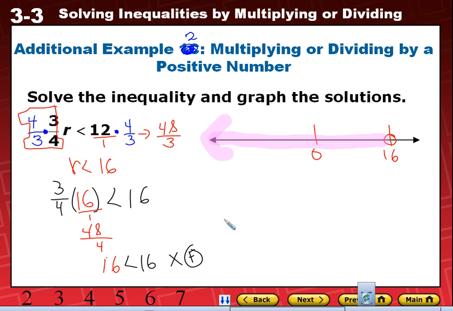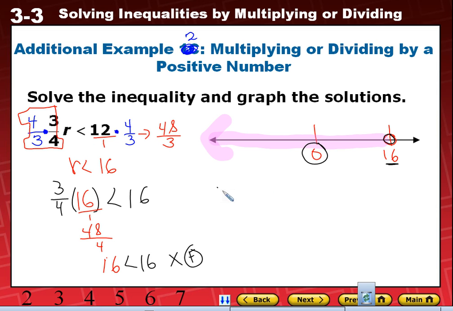And does that confirm what we did? Yes, we left this open, indicating that we are not including this one. But anything before that is a solution set. So which number would you like to test? Yeah, you can choose anything. I'm just going to use 0, because it's right there and it's easy to substitute.